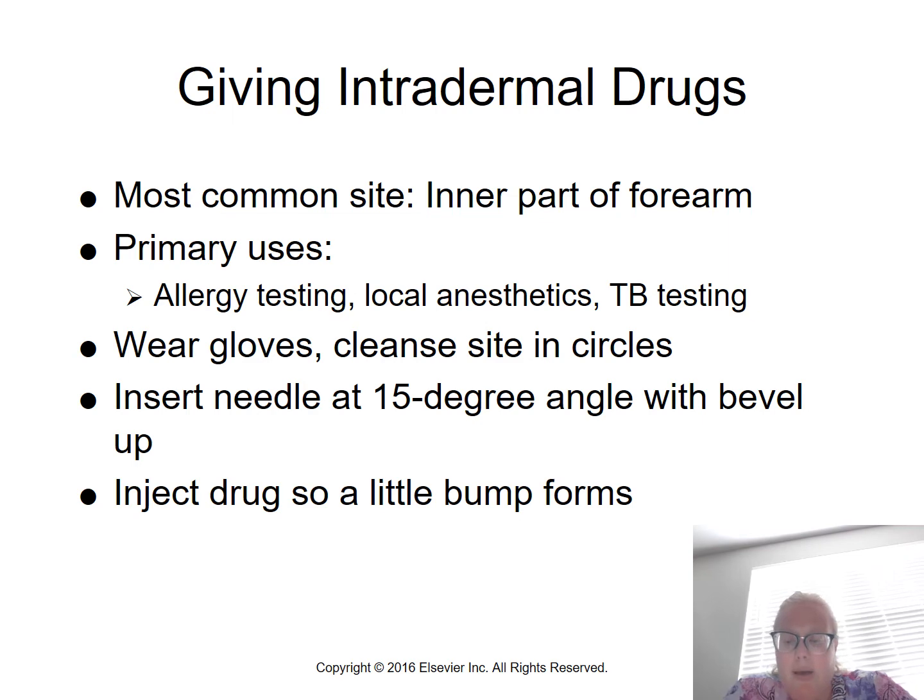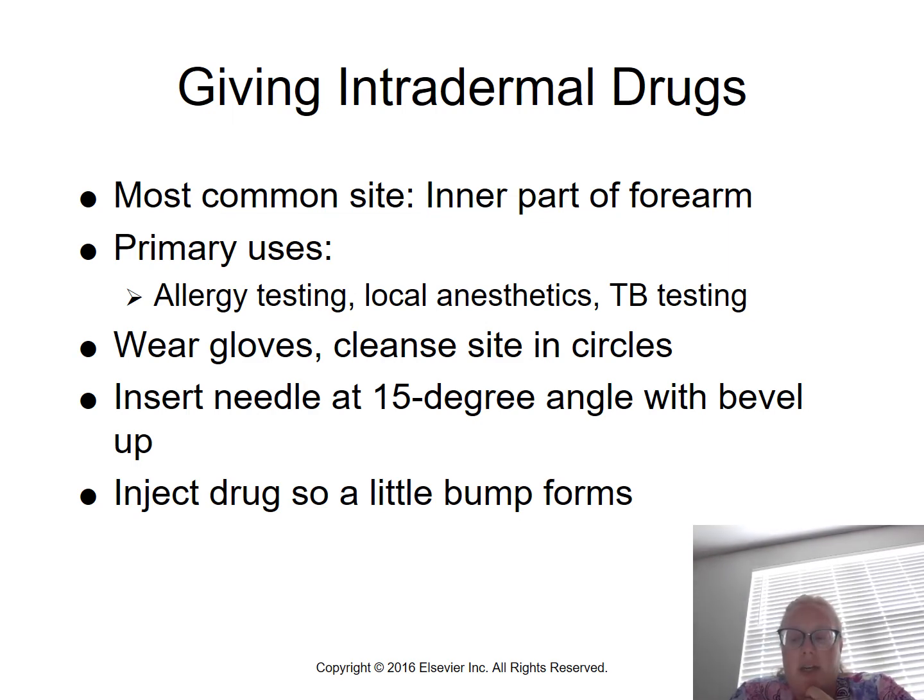So when we talk about intradermal, it's just administered by injection between layers of the skin, okay? You're going to wear a glove, you're going to cleanse the site in circles, and then the needle is inserted at a 15-degree angle with the bevel up. When you correctly give an intradermal dose of medication, a little bump will form at the insertion site. That is exactly what you want to happen, a little tiny bump.